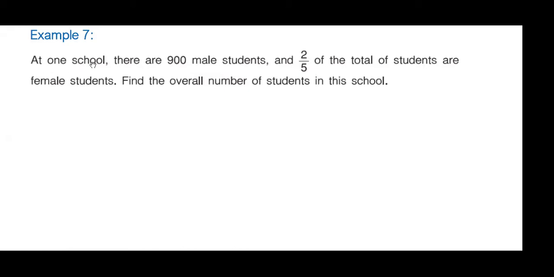At one school, there are 900 male students, and 2 out of 5 of the total students are female students. Find the overall number of students in this school. Very good. Okay.